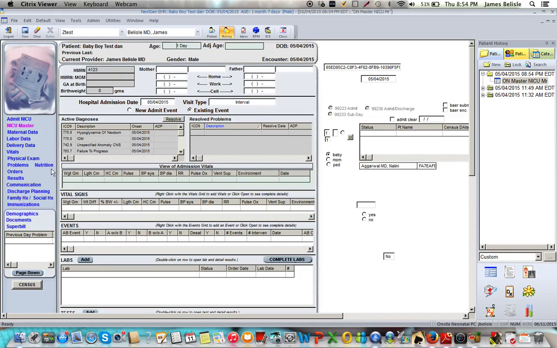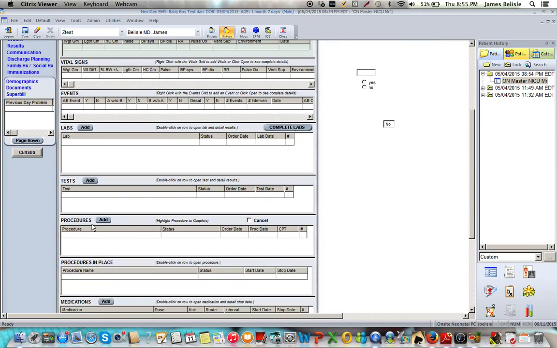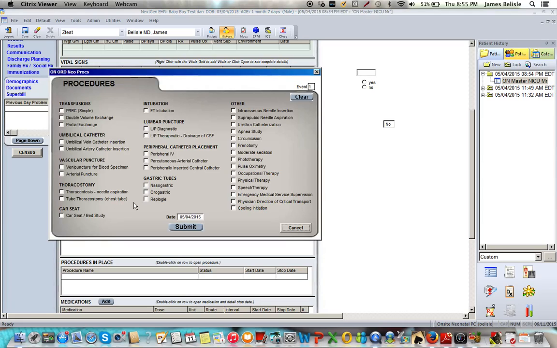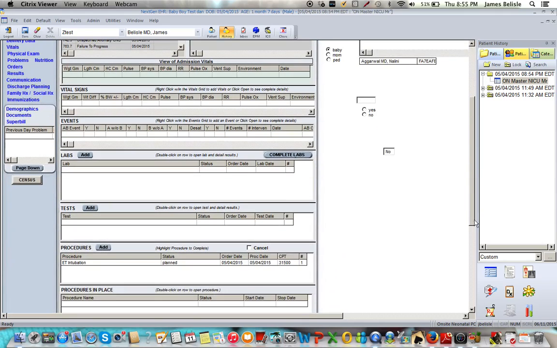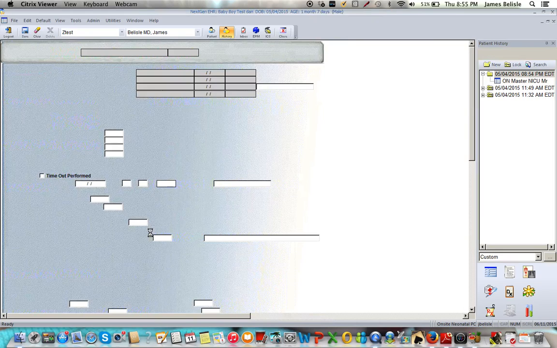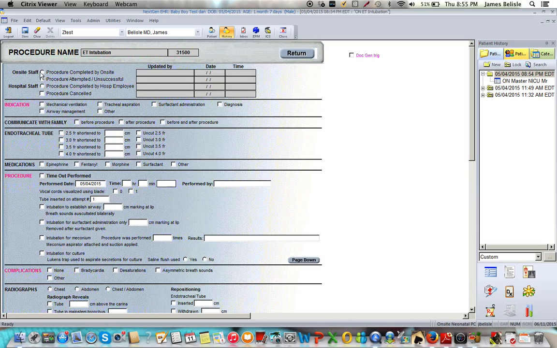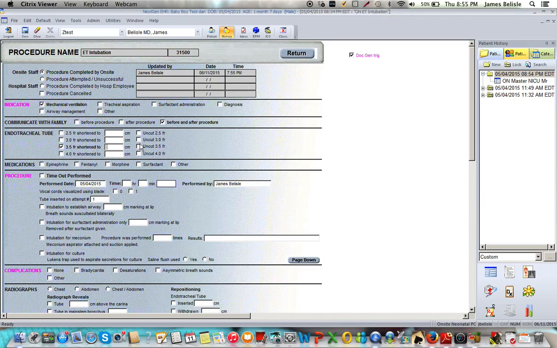Let's say the child went into respiratory failure and you had to intubate. You would have to put in the procedures that you did, the intubation right here. Okay, and you'd have to fill that out. I think I've already shown you how to do procedures, but just as a refresher, let's go here. Remember, the procedure was completed by on-site, and we did it for mechanical ventilation. I communicated with him before and after. He got a 3/5, and it was not cut. It was a 3/5 uncut.